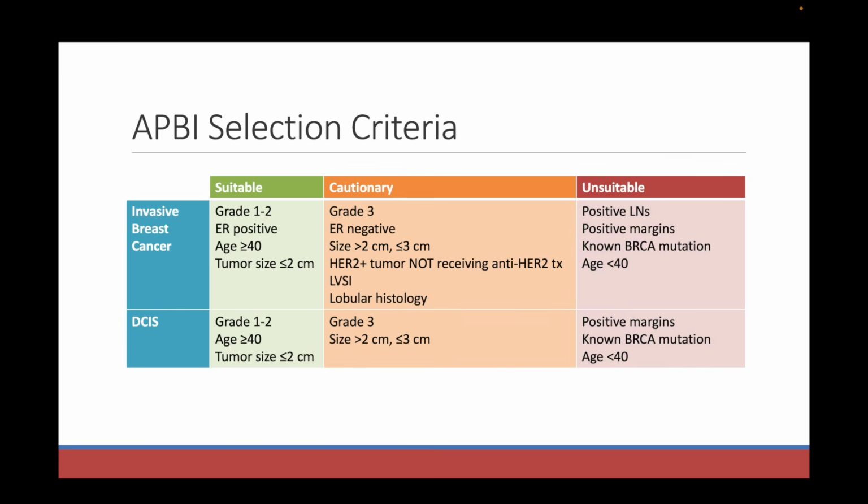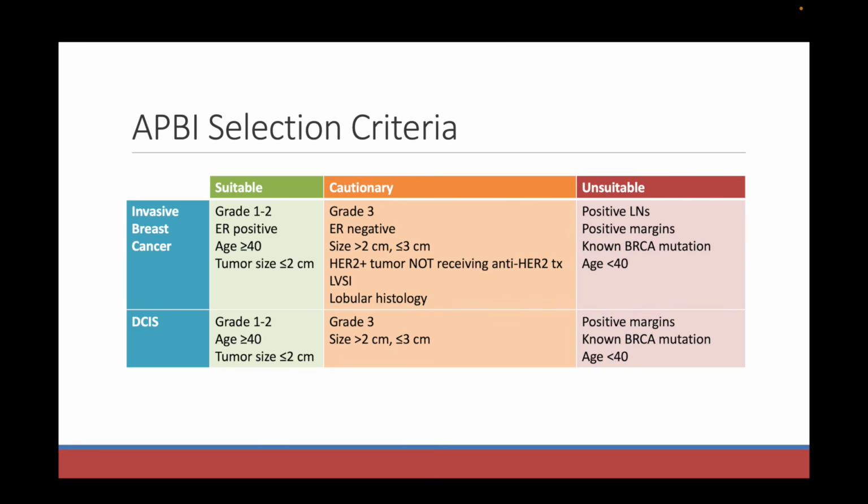We mentioned accelerated partial breast irradiation earlier, and if you're going to offer APBI on boards, I would lean towards only offering APBI for patients that meet the suitable criteria. In practice, I often do APBI even in the cautionary group, but for boards, it's just safer to stick to the suitable criteria. So if they have grade 1 to 2 disease, if they're estrogen positive, if they're over 40 years old and their tumor size is less than or equal to 2 centimeters, that is when you can do APBI for both invasive and DCIS. Unsuitable criteria are if they have positive lymph nodes, positive margin, known BRCA mutation, and if they're less than 40 years old.